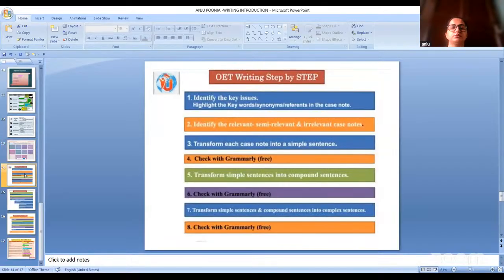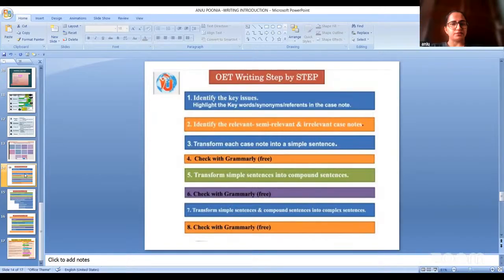So, OET writing step by step. First step is to identify the key issue. Highlight the keywords, synonyms, and references in the case notes. For example, right now our writing module is going on. The father already said that right now we do not need to jump into doing all the writing. Firstly, we need to improve our skill. So what we are doing right now is skimming and scanning, because if we are competent, we can easily complete our task in 10 minutes as per the father's strategy.